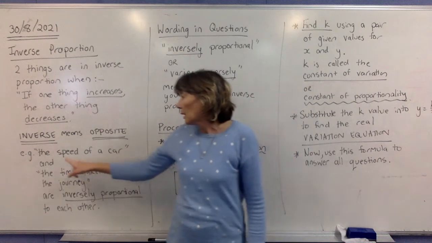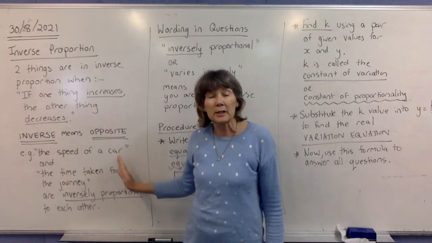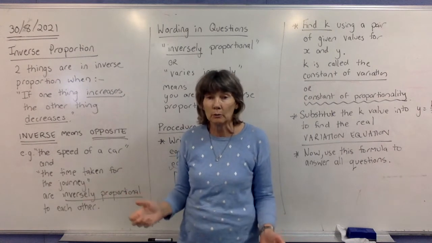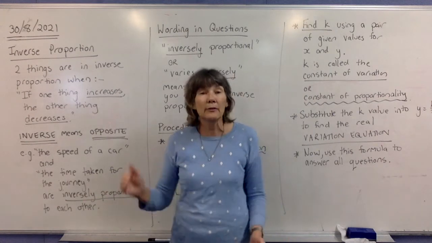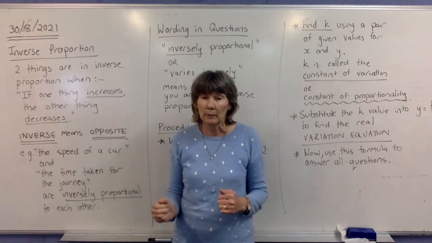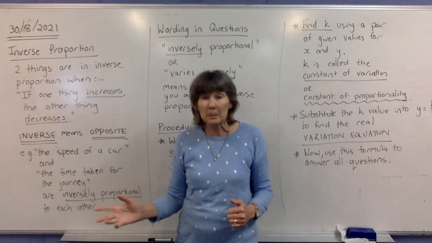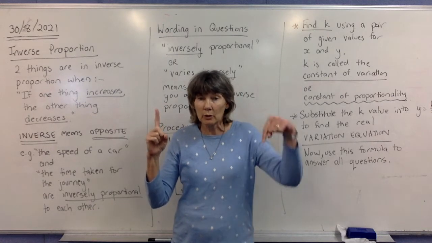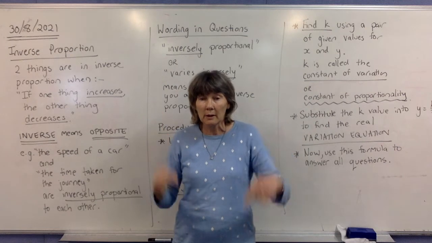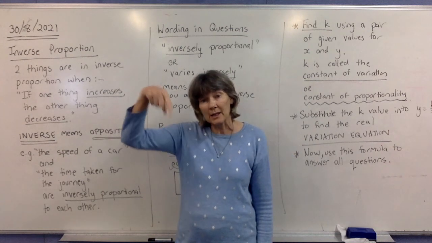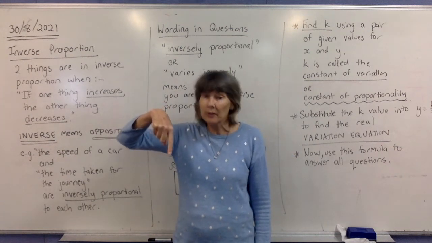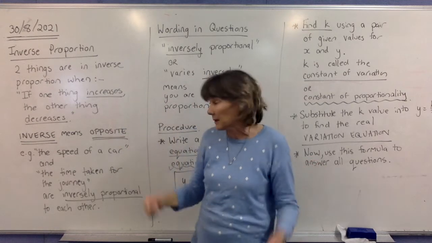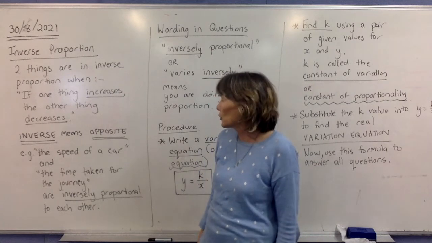Okay, so we can give an example, like if we look at the speed of a car, going just say from home to school, and the time taken for that journey from home to school. So if the car speed increases, the time taken to get to school decreases. Also, if this car speed decreases, the time taken to get to school increases. So they're opposites. That's when you've got inverse proportion.